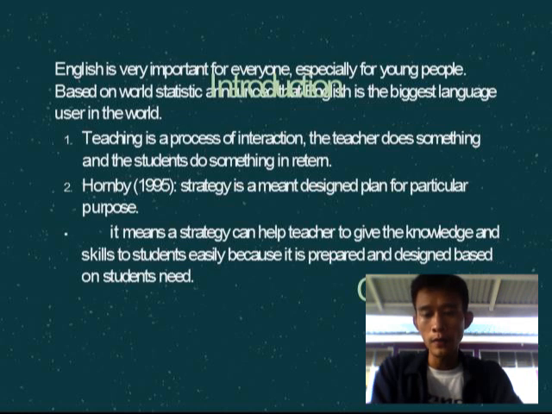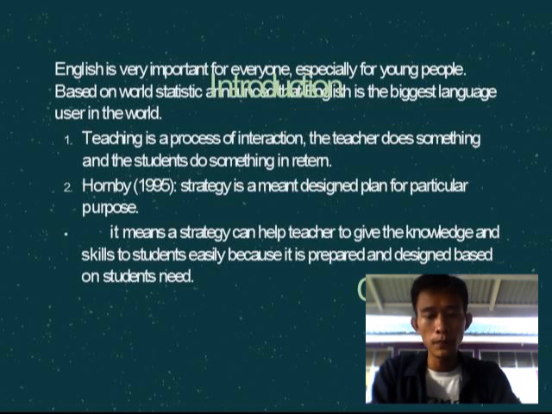Teaching is a process of interaction. The teacher does something to students and students do something in return. But in teaching learning process, a teacher must use a strategy to push students feel comfortable in learning process. According to Hornby, strategy is a main design plan for a particular purpose. It means a strategy is a designed plan for particular purpose.